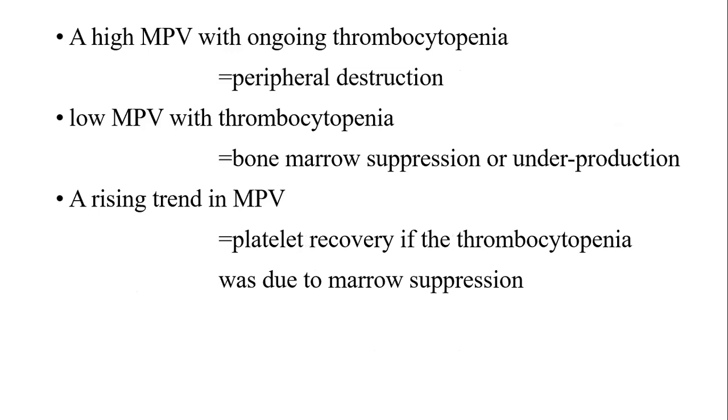So if there is an ongoing low platelet count with high mean platelet volume, that indicates there is likely peripheral destruction of platelets. And if there is low platelet count with low mean platelet volume, that indicates there is bone marrow suppression. If there is a rising trend in mean platelet volume, that indicates that platelets are recovering from previous bone marrow suppression.